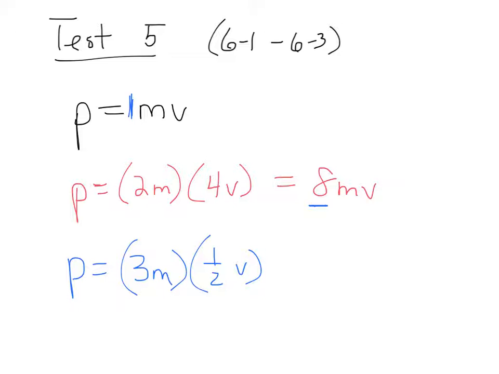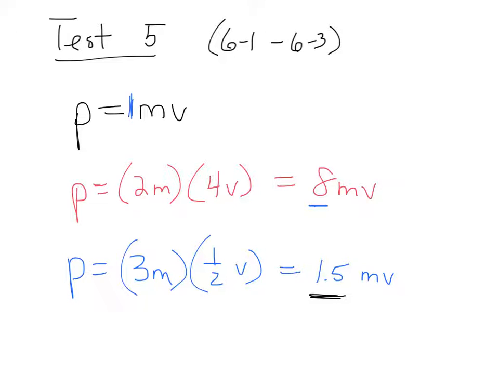Now, when multiplying 3 times 1/2, you end up with the result of 3/2, okay, or 1.5. So what would you say about this one? You'd say it increases by a factor of 1.5 or by a factor of 3/2.